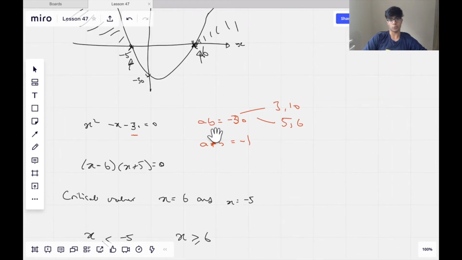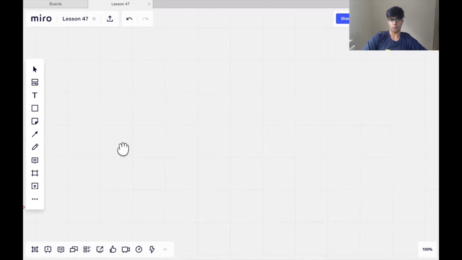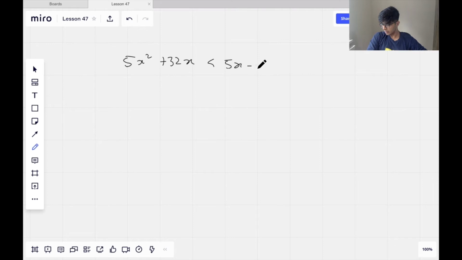I'll do another one which is a bit harder, and if you pause the video, you can give this one a go first. So this is 5x squared plus 32x is less than 5x minus 15x squared plus 14. So pause the video and try to give this a go first.